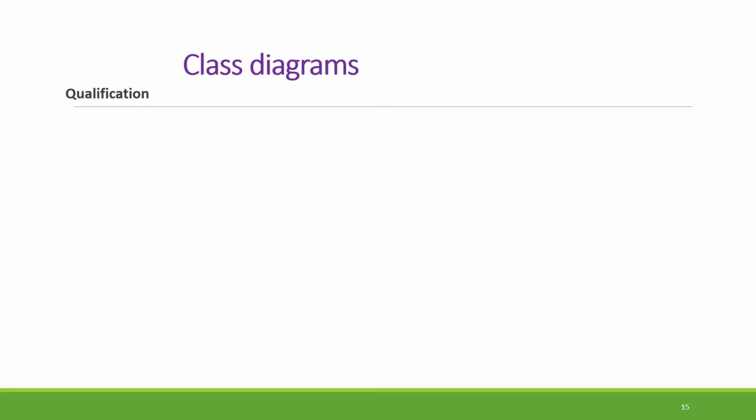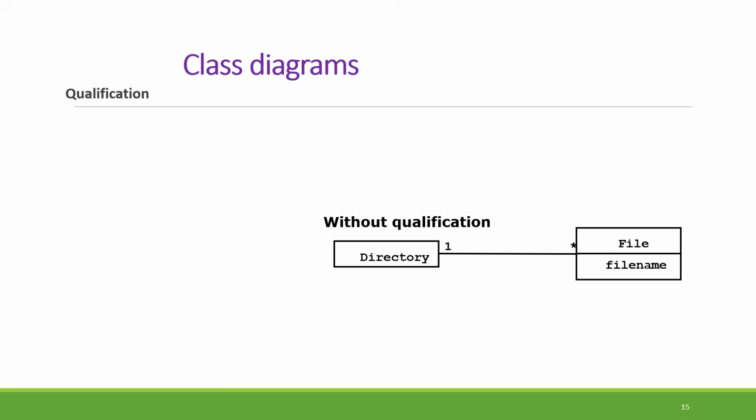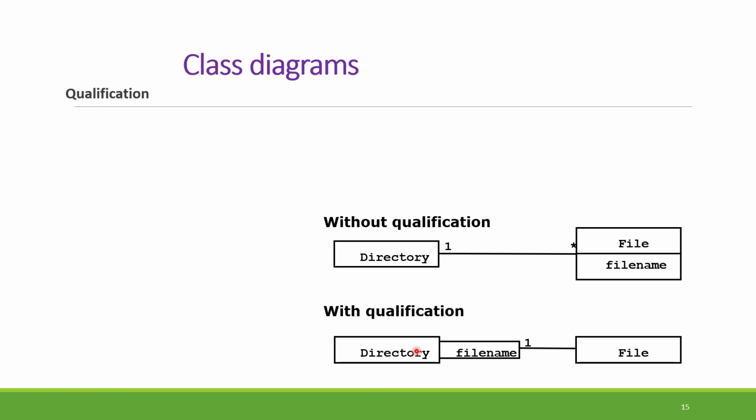Next comes qualification, where in order to reduce the multiplicity, we go for qualification. Instead of talking generally without qualification, where one directory can have multiple files, we need to apply the qualification, where we speak about the specific file. By applying the qualification, every directory contains a few file names. We have to be specific about the file. That is nothing but qualification. We are reducing the star multiplicity to 1, meaning we are talking about the specific file name that the directory contains.